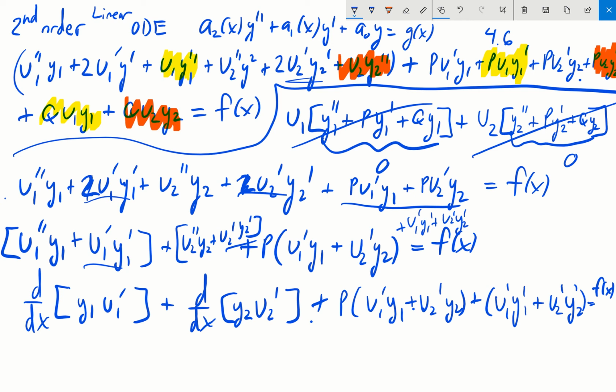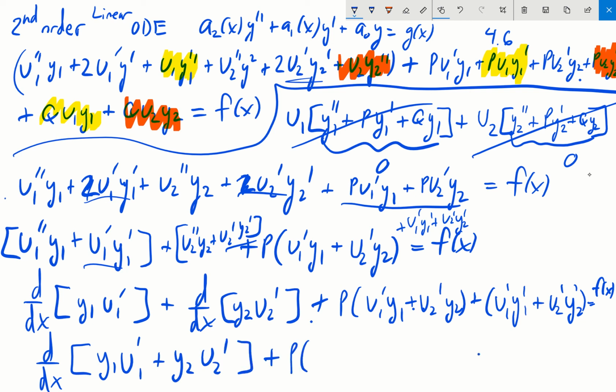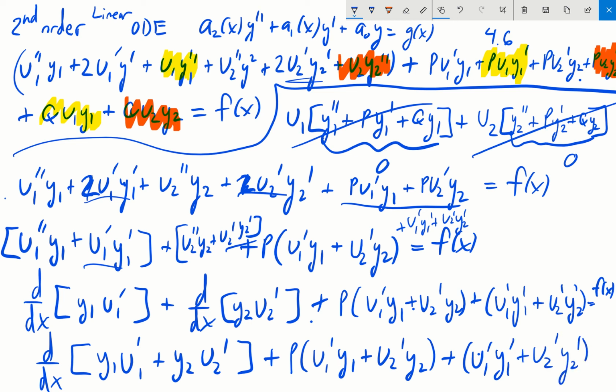Now, because these are both first derivatives, and the first derivative is a linear operator, we can write these as a linear combination. So we can think of it as one derivative of y1 u1 prime plus y2 u2 prime, plus this p of x thing, plus u2 prime y2, plus u1 prime y1 prime plus u2 prime y2 prime. And this whole thing is supposed to be equal to f of x.